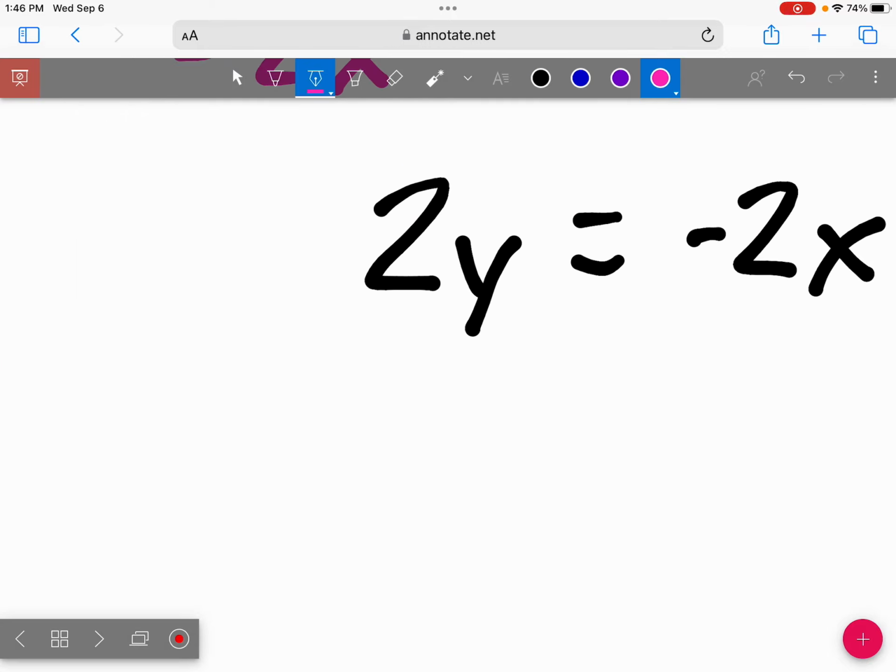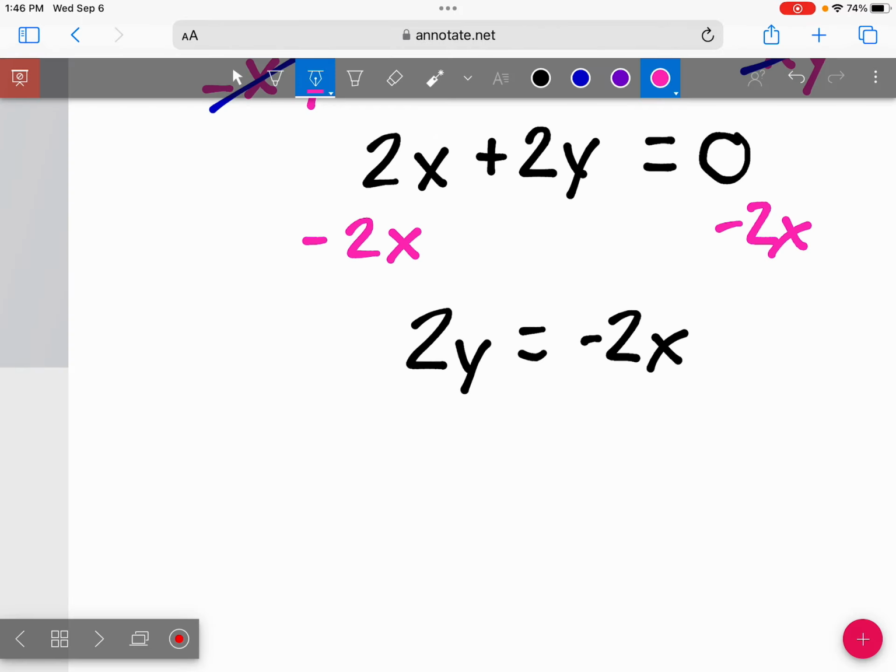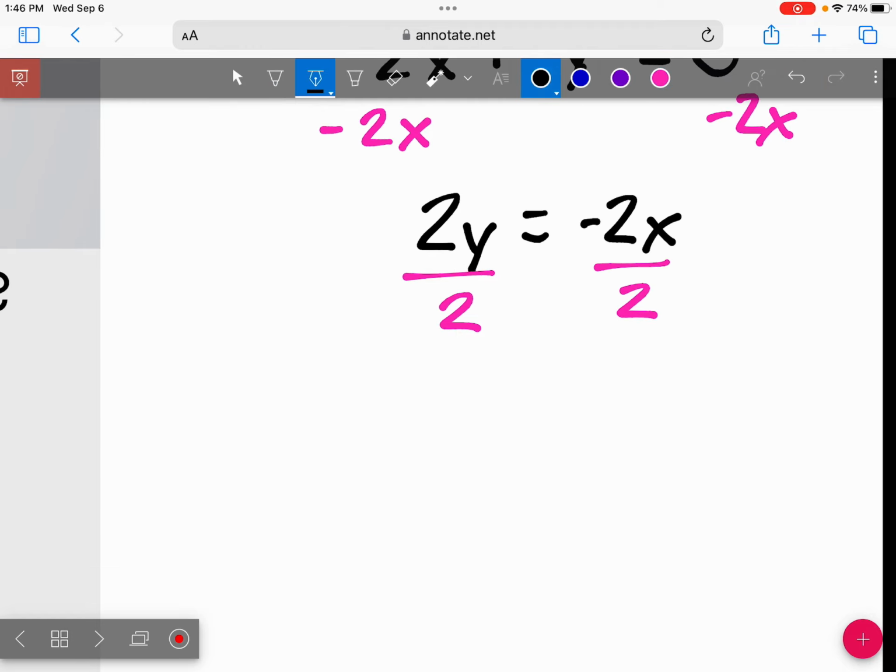What if we get rid of all the gross stuff up top? Can I get y by itself? How? Divide by 2. Zoom back out so we can see. Divide by 2. Y equals negative 1x.